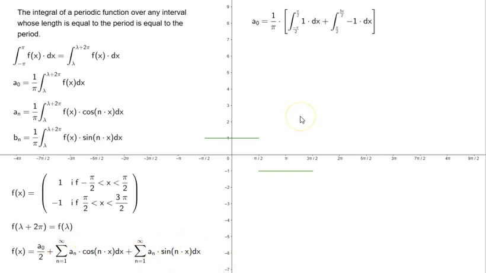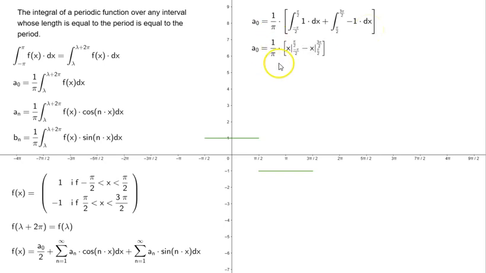Now let's figure out a naught. A naught we know is equal to 1 by pi times the integral of f of x dx in the given interval. So here, since it is piecewise, we take the integrals of each of them and add them in their respective intervals. So we have 1 by pi times the integral from minus pi by 2 to pi by 2 of 1 dx plus integral from pi by 2 to 3 pi by 2 of minus 1 dx.